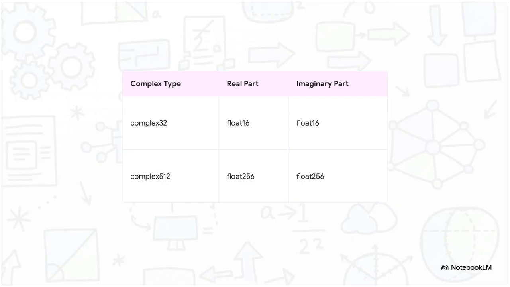And mechanics-wise, a complex 32 isn't some brand new isolated data structure. It's actually just composed of a real float 16 and an imaginary float 16, paired together. It's that simple. And this logic scales proportionately all the way up the stack to complex 512, which just pairs two float 256s. It's honestly a very straightforward, practical way to handle complex types by reusing the language's existing fundamental building blocks rather than bogging down the compiler with completely new low-level memory alignments.